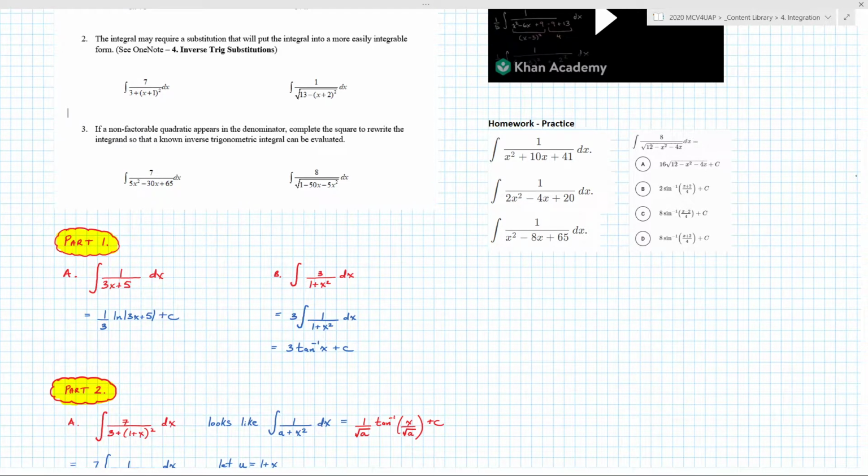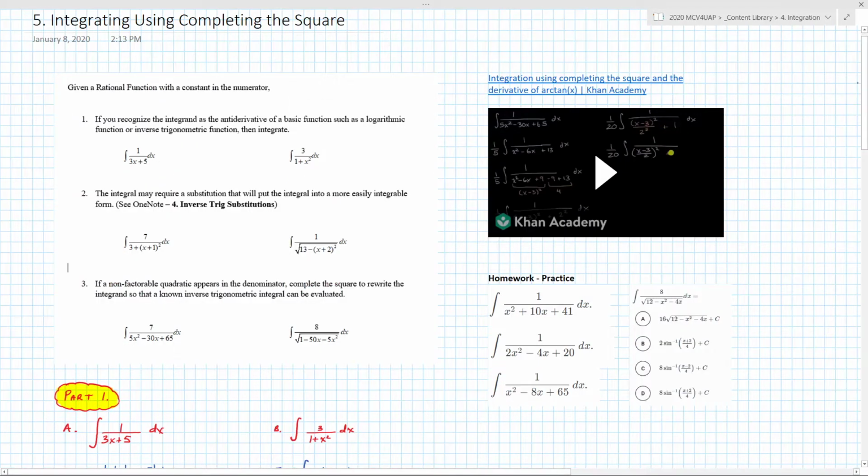Part B, again, we have a rational function with a constant in the numerator. If I take the 3 outside, then I'm left with finding the antiderivative of 1 over 1 plus x squared, which is just tan inverse x. So again, no magic. You just need to know basic antiderivatives for part 1, or for integrals that are like the ones from part 1.